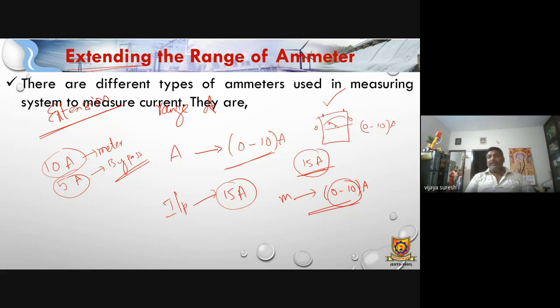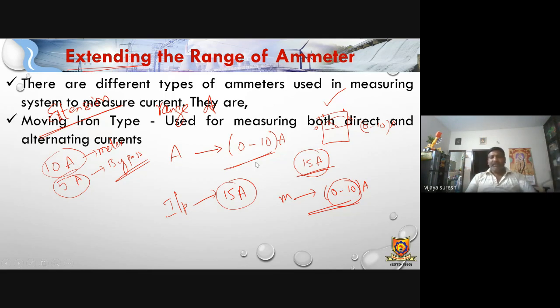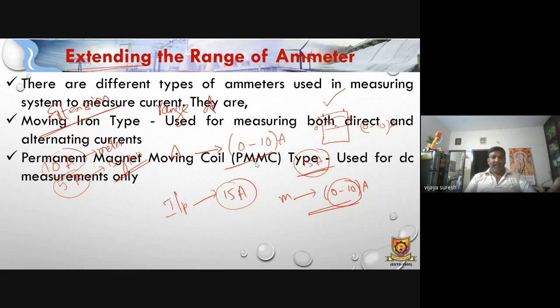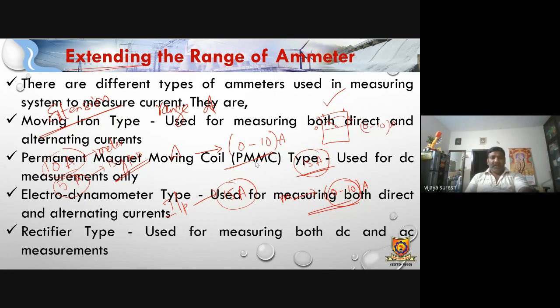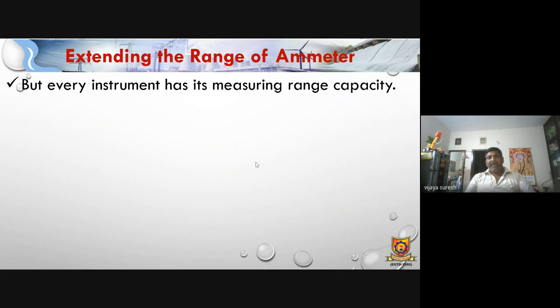There are different types of ammeters used to measure currents. Moving iron type can measure both AC and DC, and MC type can be used for DC measurements only, right? But every instrument has its measuring range capacity. That is what I said, its range. Here I have taken 0 to 10 amps range, so this meter will measure up to 10 amps of capacity.